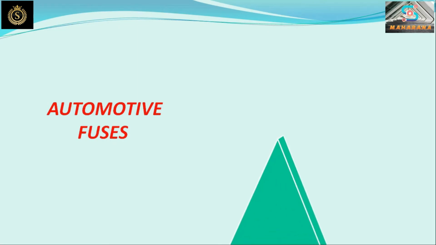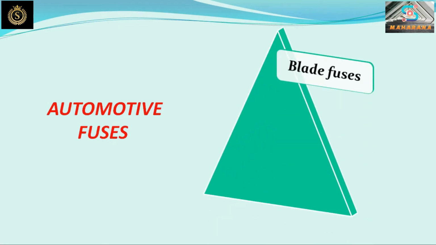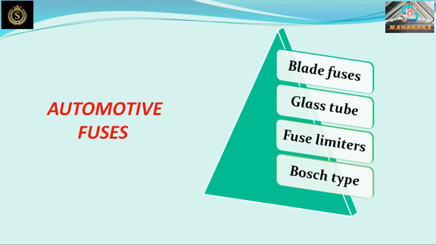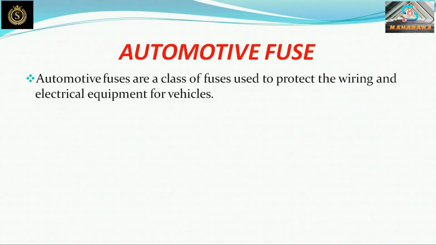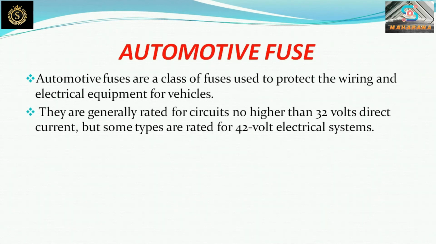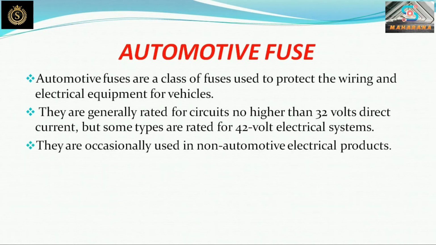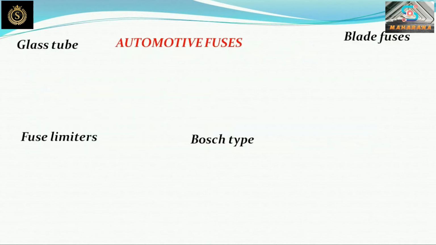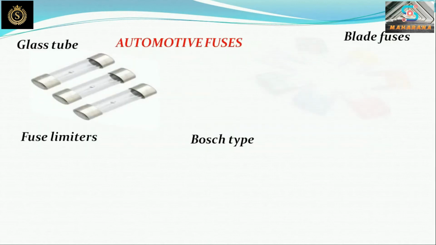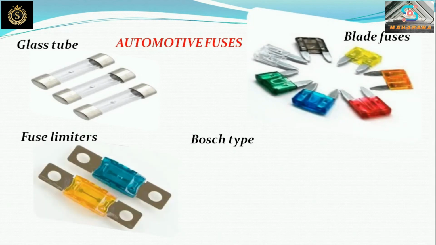Automotive fuses: blade fuses, glass tube, fuse limiters, Bosch type. Automotive fuses are a class of fuses used to protect the wiring and electrical equipment for vehicles. They are generally rated for circuits no higher than 32 volts direct current, but some types are rated for 42-volt electrical systems. They are occasionally used in non-automotive electrical products.